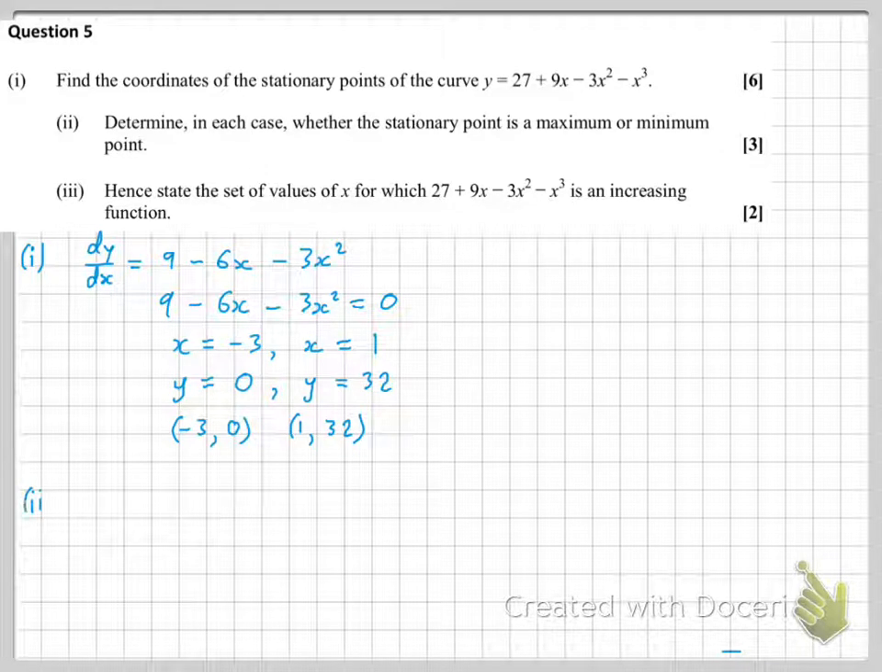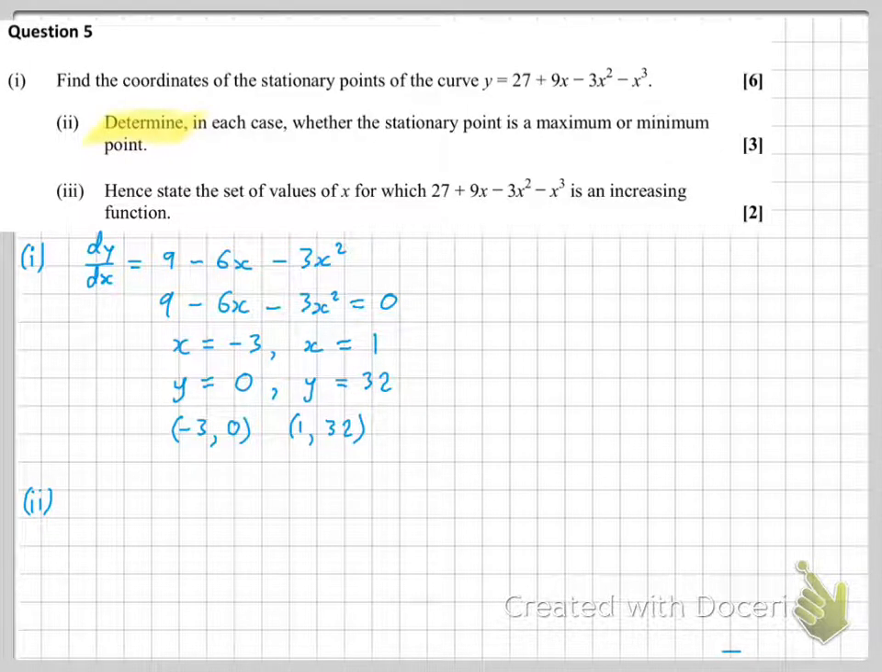Okay, part 2. Determine. Now the question says determine. Question 1 said find. It just wants the answers. Question 2 says determine. That's another way of saying show all of your working. So it doesn't just want the answers, you need to figure it out, you need to show the process.